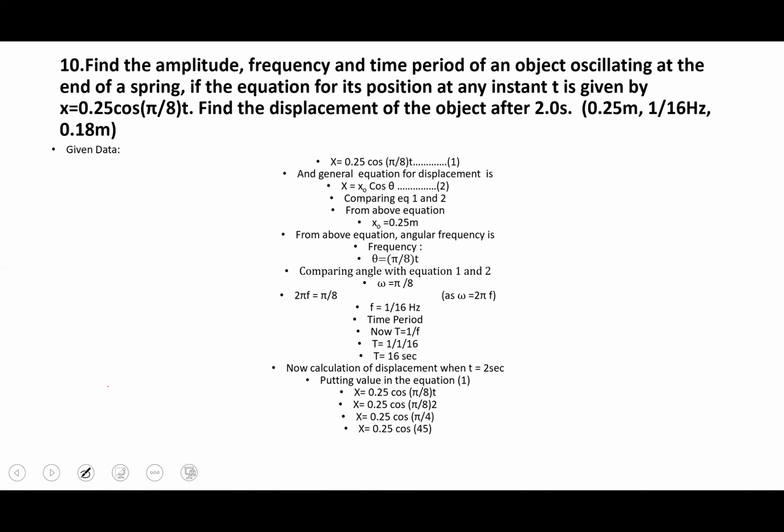So x is equal to 0.25 cos 45, and when we put in the value of cos 45, it is going to be 0.707 multiplied by 0.25. When we multiply it, we get 0.176, or we round it off to be x is equal to 0.18 meters, and that is our required answer as well.